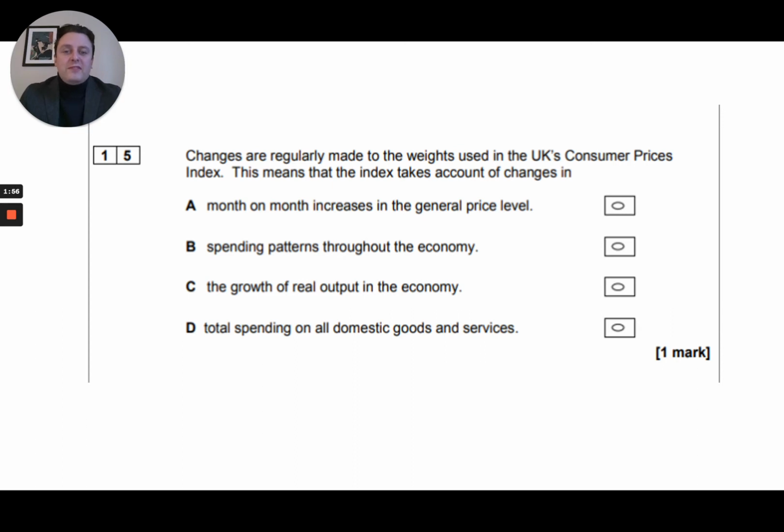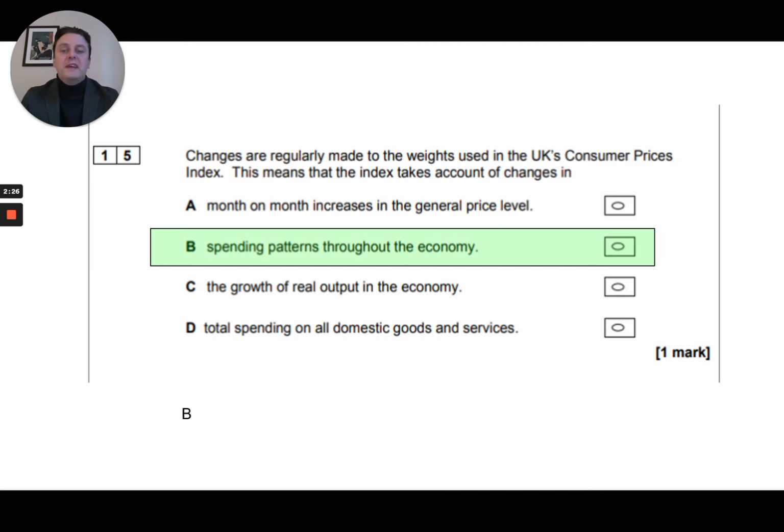Changes are regularly made to weights used in the UK Consumer Price Index. Now remember, that's a weighted basket of goods. This means that the index takes into account changes in month-to-month increase in general price level, spending patterns throughout the economy, the growth of real output in the economy, or is it total spending on all domestic goods and services? Okay, it's B, spending patterns throughout the economy.